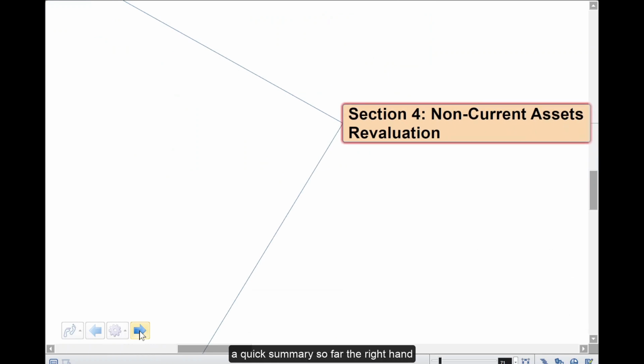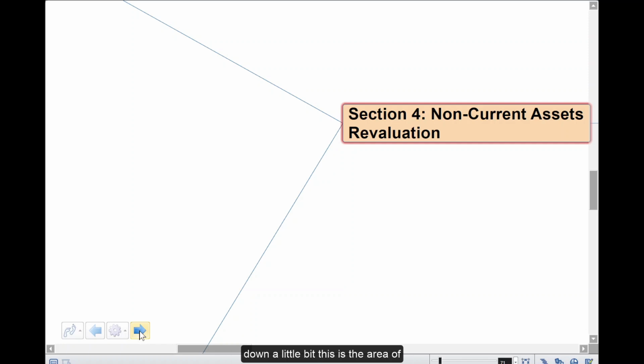Now, just a quick summary so far. The right-hand side, we saw basic transactions. In the disposal area, section 3, a little bit more complicated because we have a series of steps, we need to get the logic right, etc. This would probably be the same in terms of maybe having to slow down a little bit.